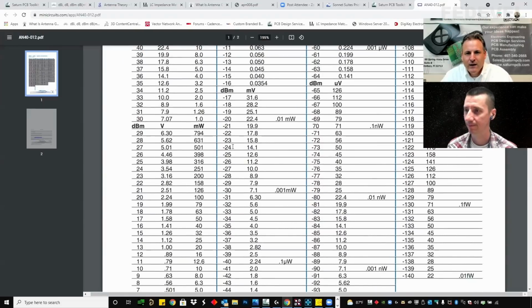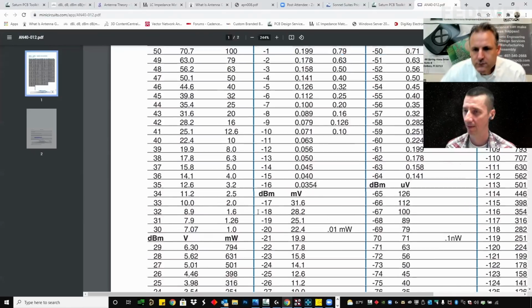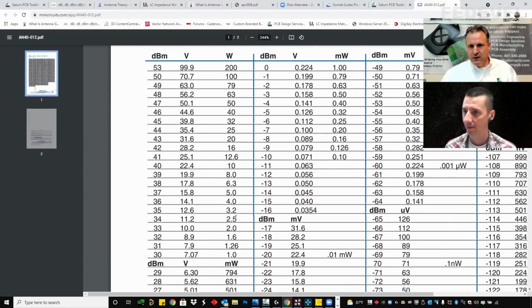For example, I'm building right now a 2-watt transmitter for a customer. At 2 watts, my peak voltage is 10 and my dBm is 33. So if somebody says, hey, I need a 33 dBm transmitter, you know it's 2 watts. You should probably have memorized that by now if you're an RF engineer, but if you don't know, here's a fancy chart to tell you. It also gives you the peak voltage value.